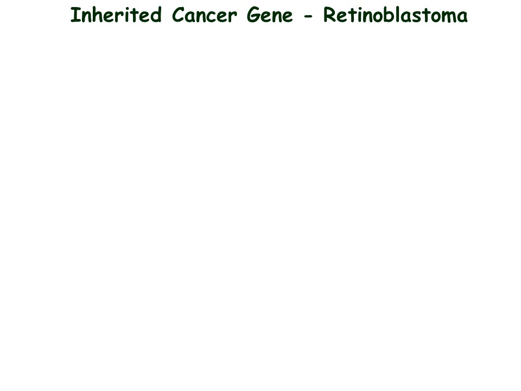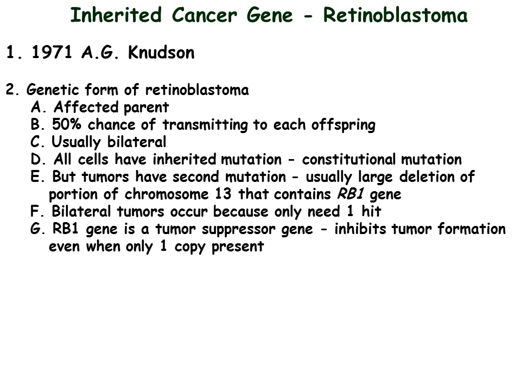Let's continue using retinoblastoma as an example of an inherited cancer gene. So this was first identified in 1971 by Dr. Knudson. I'm not sure whether we should pronounce it Knudsen or Knudson, it all depends. Anyway, it's a genetic form of retinoblastoma. Typically, there is an affected parent, and they have a 50% chance of transmitting it to each offspring. Unfortunately, it's usually bilateral. All cells have the inherited mutation, so it's a constitutional mutation. It just means it's there.